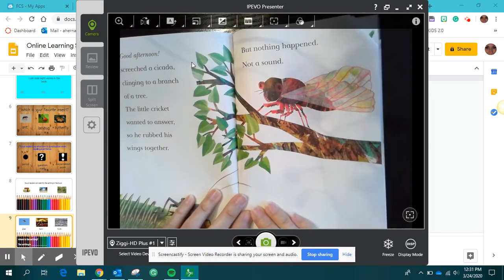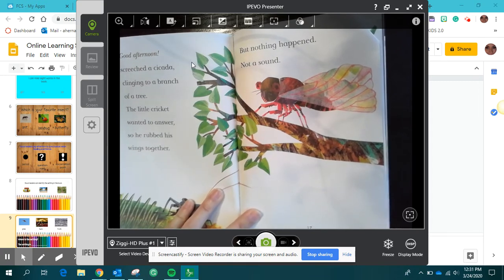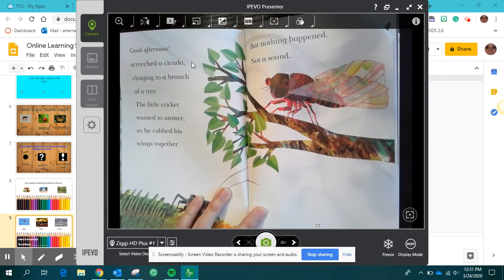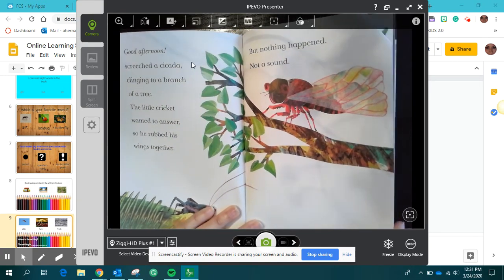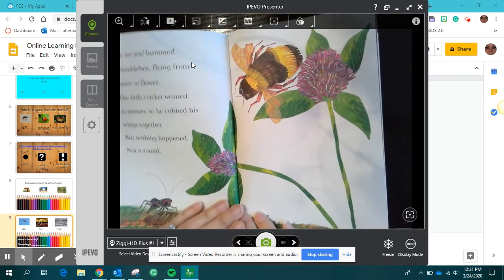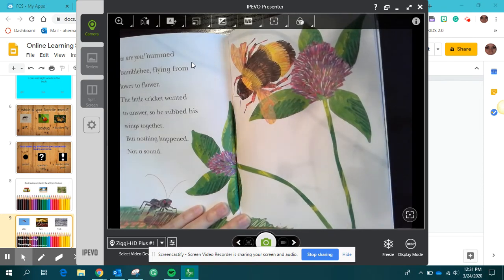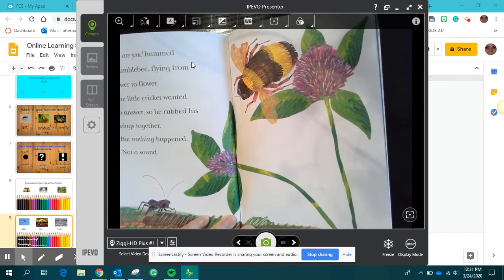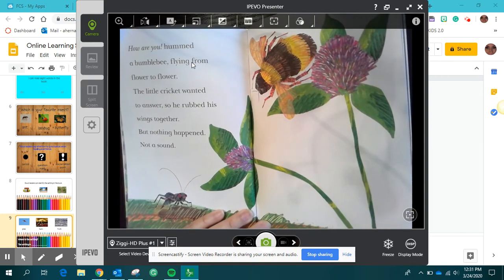"Good afternoon," screeched a cicada, clinging to a branch of a tree. The little cricket wanted to answer, so he rubbed his wings together. But nothing happened, not a sound. "How are you?" hummed a bumblebee, flying from flower to flower. The little cricket wanted to answer, so he rubbed his wings together, but nothing happened, not a sound.